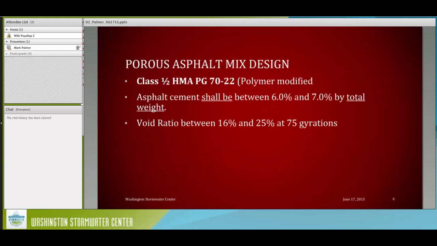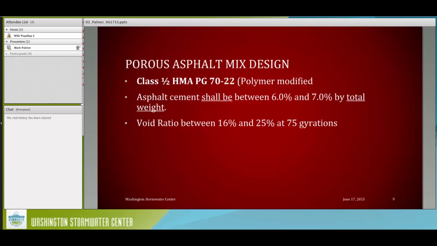So, what have we determined? For the porous asphalt mix design, some of the key components are that we're going to use a class half-inch HMA with PG 70-22 polymer modified asphalt. The polymer modified asphalt is important in that it allows the asphalt to stay adhered better to the aggregate. We've got fewer fines to hold the asphalt in the aggregate, so we need something that's going to hold on and keep it adhered to that rock and not drain down. And the polymer seems to make a huge difference in that.